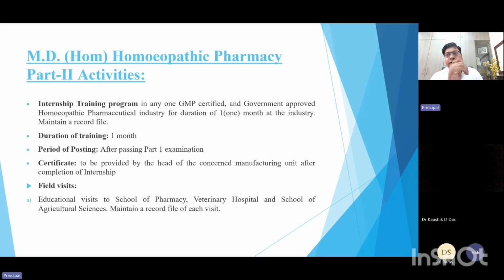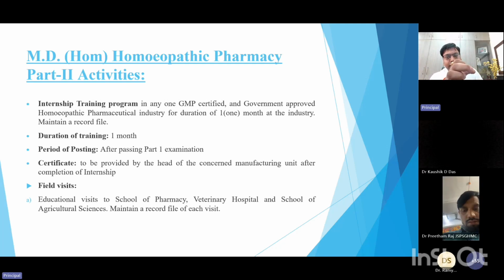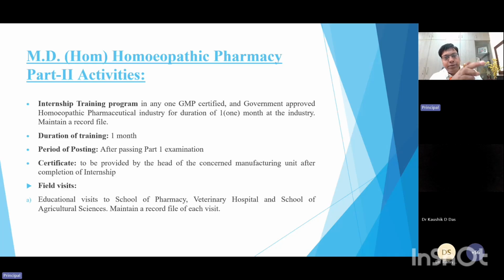So whatever he has learned in the theory part, or observed in the hospital pharmacy, or observed in the pharmacy laboratory of the college, he should be able to observe, enact, and perform the same tasks or competencies in a pharmaceutical setup also. That is why this provision of internship in the pharmaceutical industry has been kept here for the PG training. Next, please.